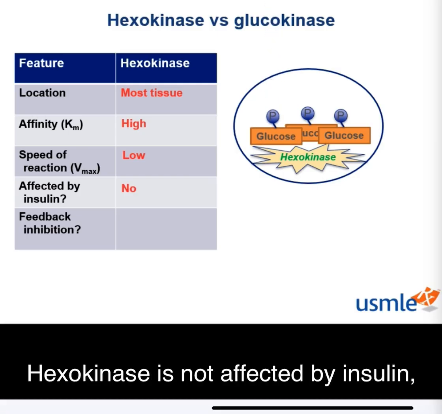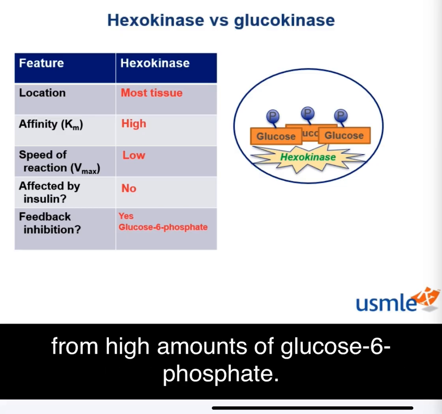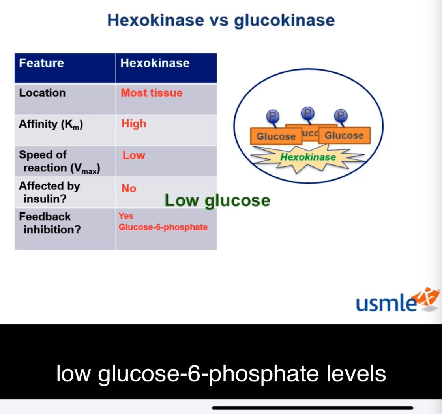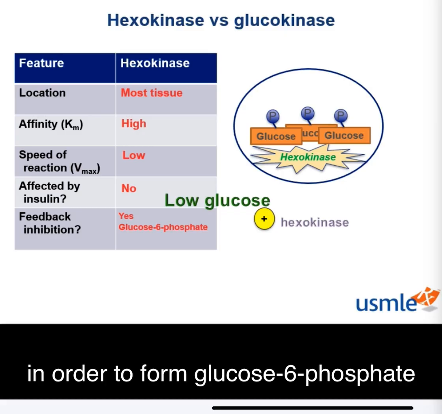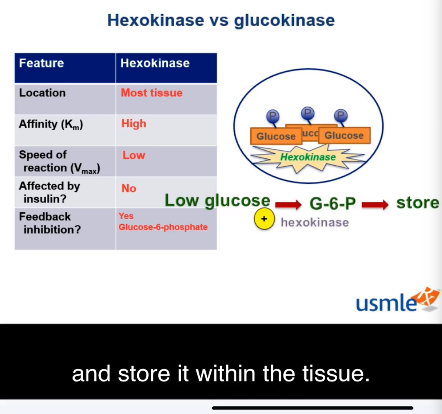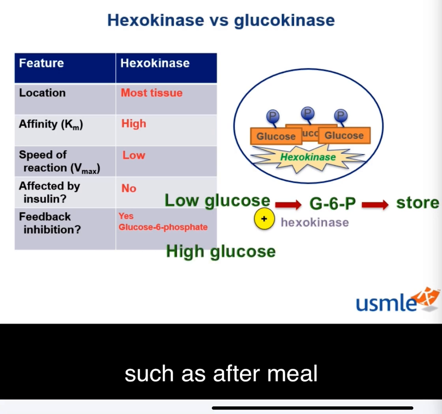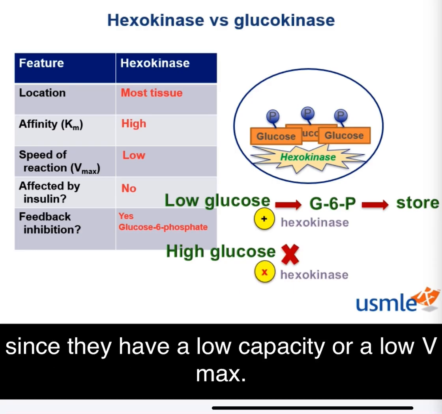Hexokinase is not affected by insulin, but does receive negative feedback from high amounts of glucose 6-phosphate. So basically, when the cell has low glucose 6-phosphate levels, hexokinase will catalyze any glucose available in order to form glucose 6-phosphate and store it within the tissue. However, if there's a large amount of glucose in the blood, such as after a meal, hexokinase won't be able to keep up since it has a low capacity or low Vmax.